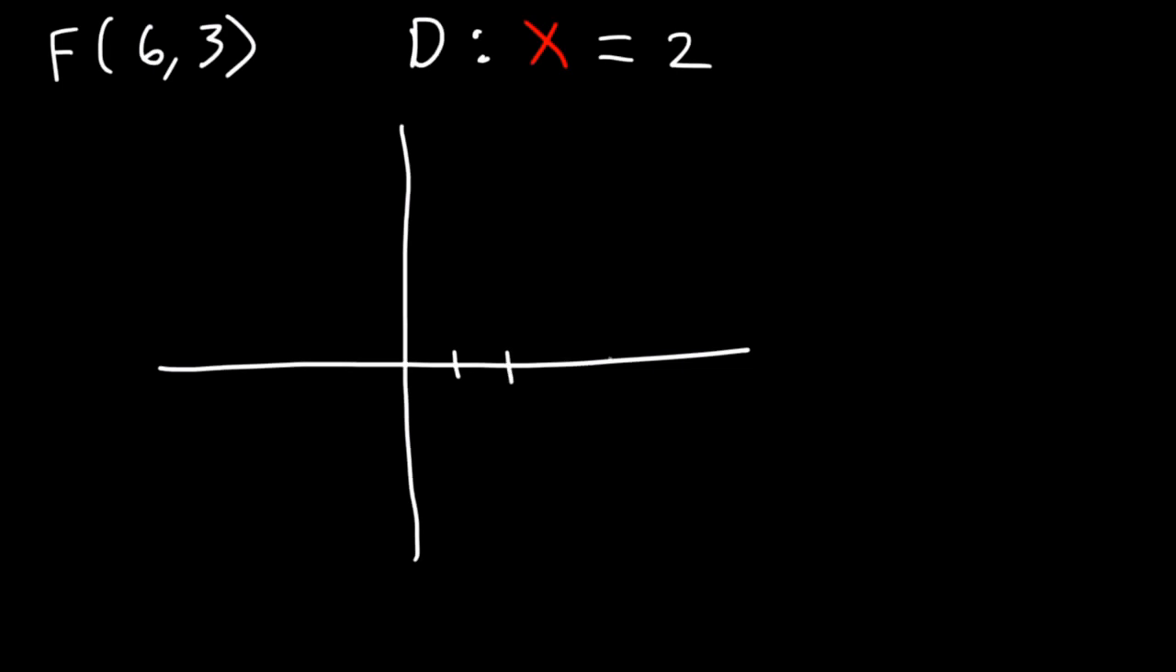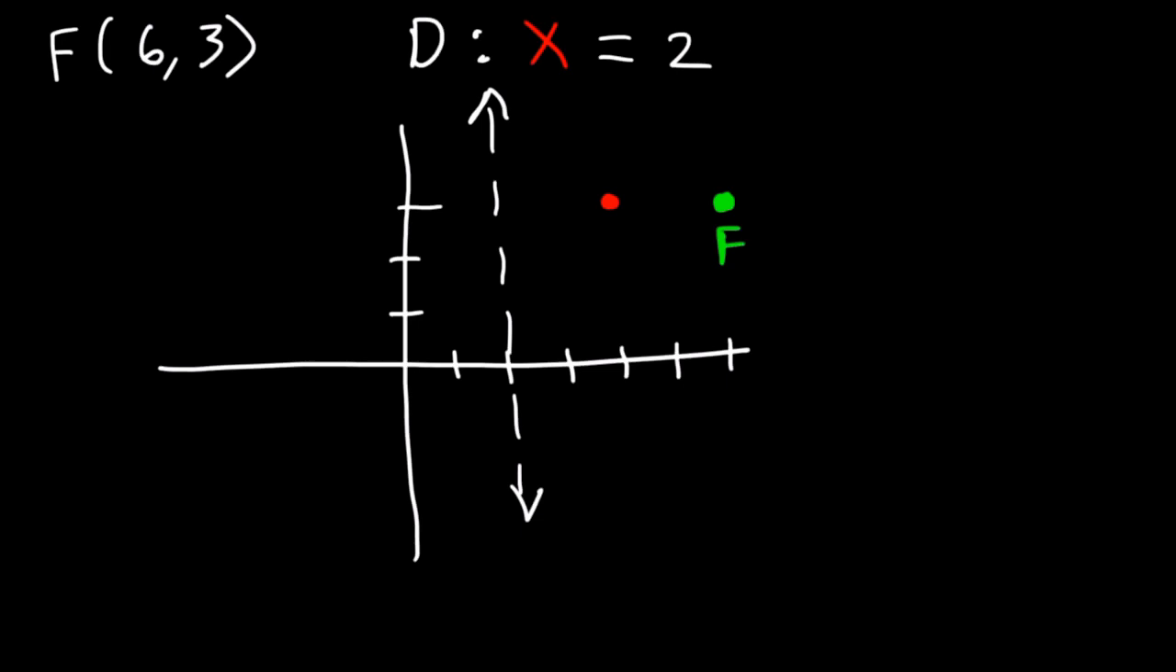So the focus is at 6, 3. So x is 6, y is 3. So here's the focus. The equation of the directrix is at x equals 2, which is this line right here. The vertex is in between the line of the directrix and the focus. So the vertex is here.